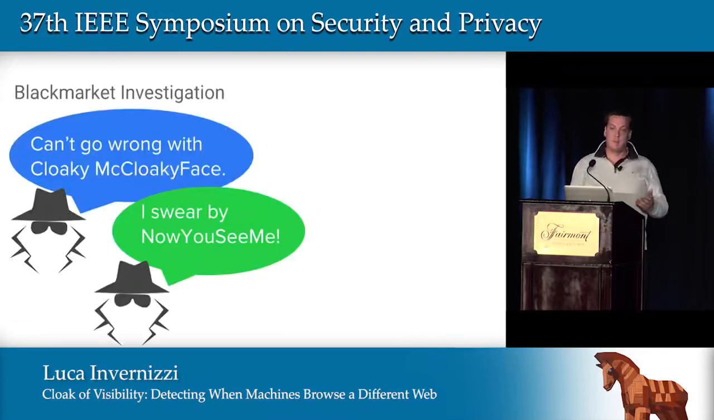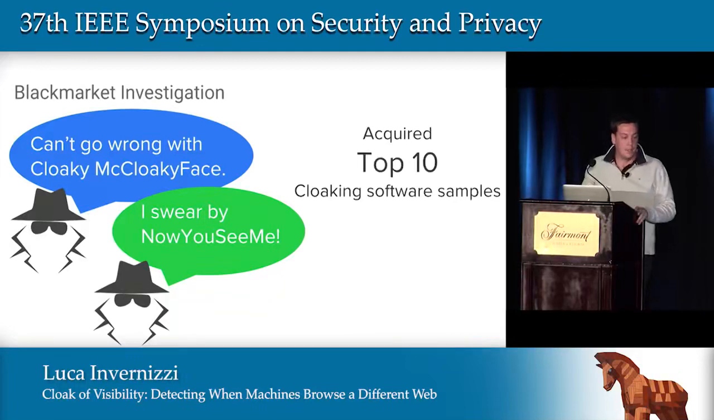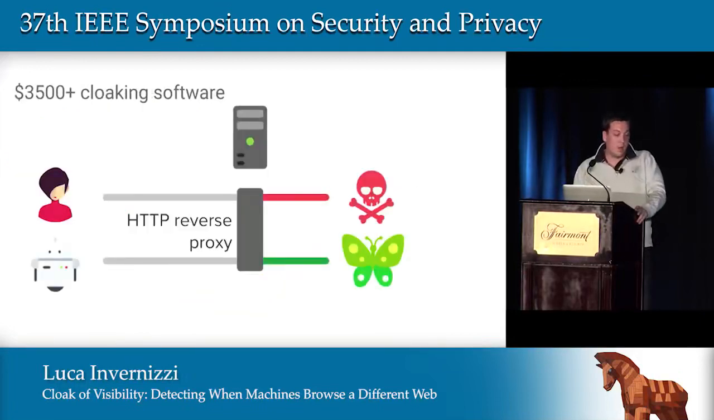We need to find these new cloaking techniques, and to do that, we turn to the black market. We have crawled a few black market sites, and we saw the comments that people were saying about particular cloaking software packages, and we ranked them, and we found the top 10, and we acquired them. This is an example of one of them. It cost $3,500, so it's quite expensive. And essentially what it is, is a smart reverse HTTP proxy.